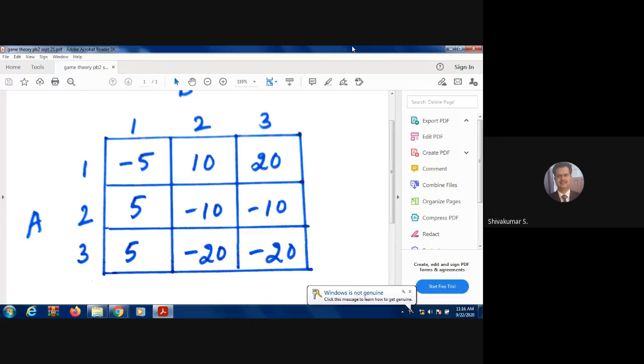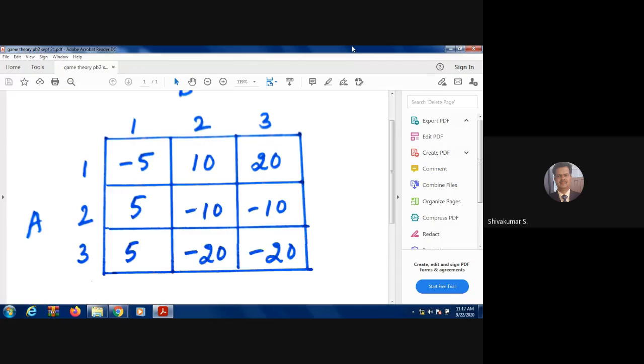So delete column 3, since its values are greater than or equal to column 2 values. Please note down. 20 is greater than 10, minus 10 equals minus 10, minus 20 equals minus 20. So delete column 3. Next up.